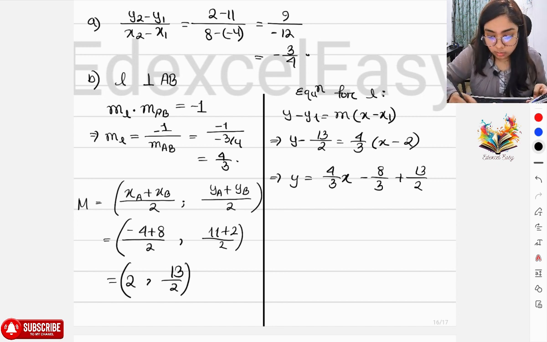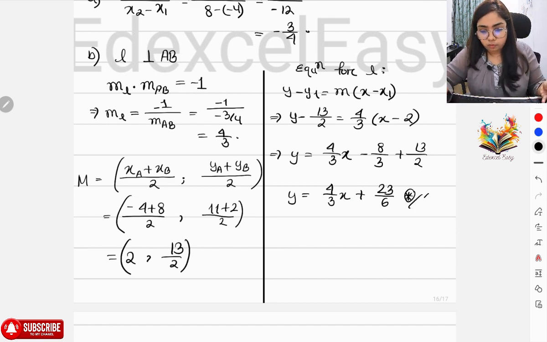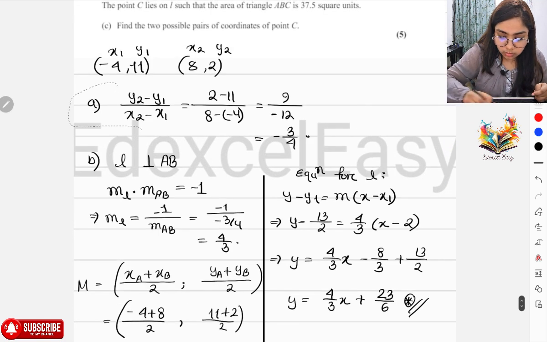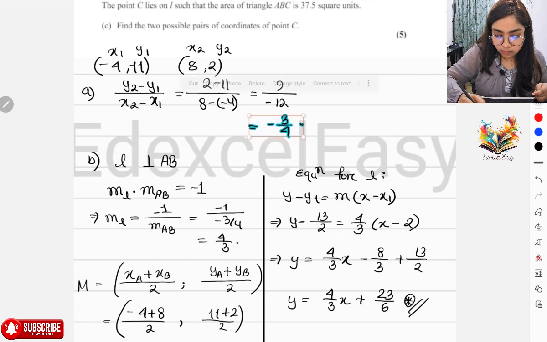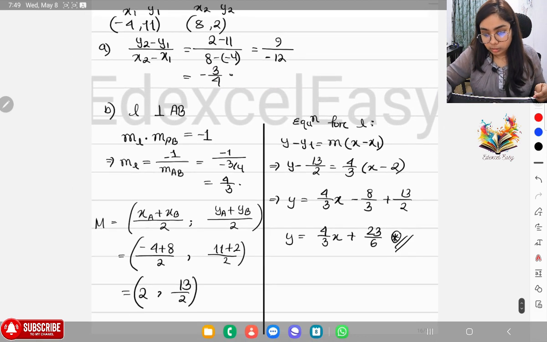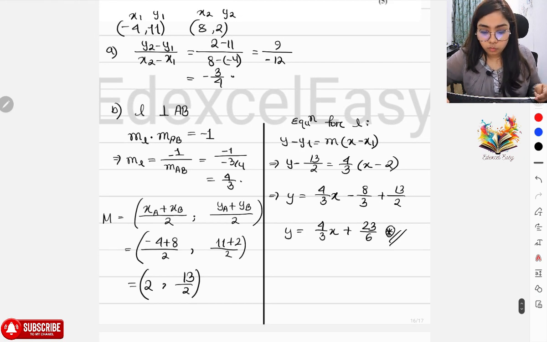which is 23 by 6. So the final equation is y equals 4 by 3 x plus 23 by 6. That is the final equation for your line L. I'll just take this a little bit up so that it's quite separate. This is how part B will actually be. I hope this one is entirely clear for all of you.